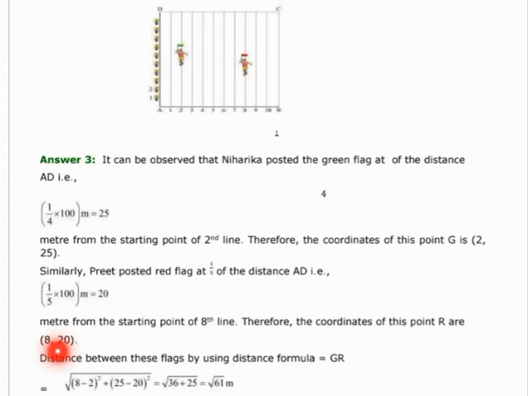Now we have to find the distance between their flags. That means you have to find the distance between these two coordinates, (2, 25) and (8, 20). We know the distance formula, under root (x2 minus x1) whole square plus (y2 minus y1) whole square. So under root (8 minus 2) whole square and (25 minus 20) whole square. 8 minus 2 is 6, 6 square is 36. 25 minus 20 is 5 and 5 square is 25. We get the distance as under root 61 meters. This is the distance between two flags.